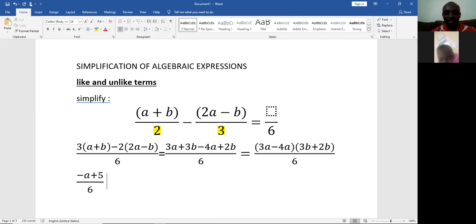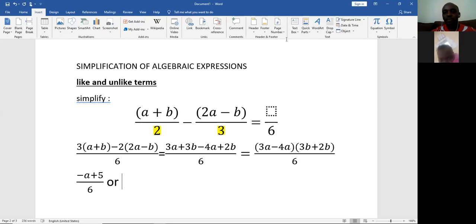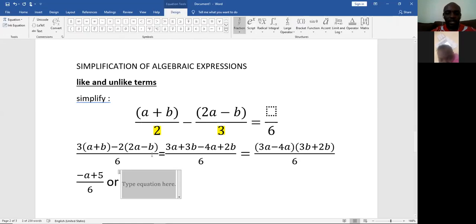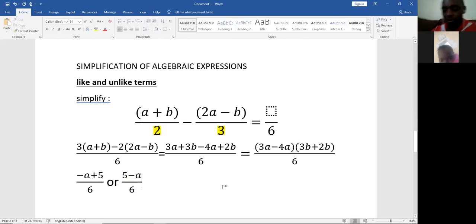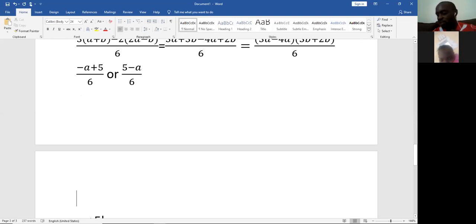Or you can write your answer differently. You don't have to start with negative a, you can start with 5 and then follow with the other one. So you can say 5 minus a, all over 6. Those answers remain the same thing, as long as a is negative here and 5 is positive. That is what that statement down there means. So that is how you are able to simplify that.